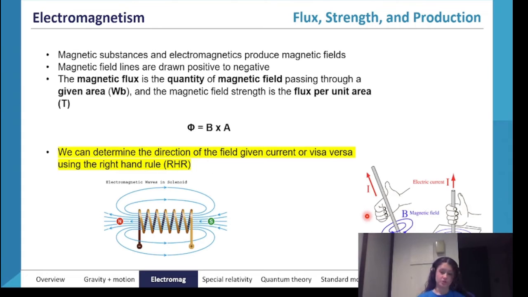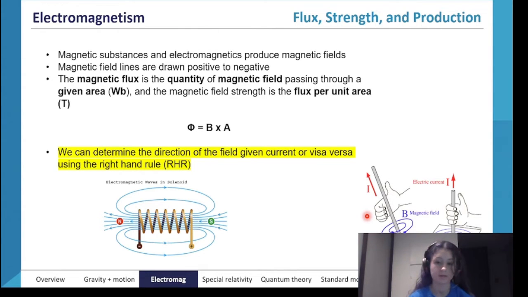A lot of questions are just going to give you the current in terms of conventional current anyway, so don't worry too much about it. It's mostly just when you get into questions involving moving charges, like singular charges rather than current carrying wires. So yeah, your thumb is going to be the current, and then your fingers are going to wrap around and tell you the direction of the magnetic field. And it's going to act kind of in this circular way.